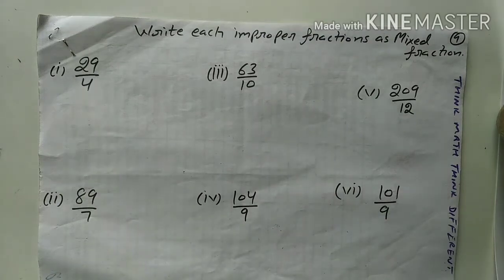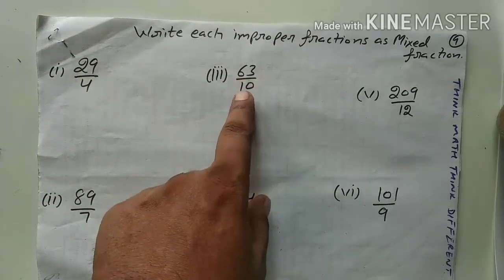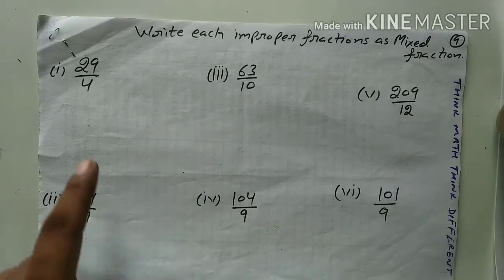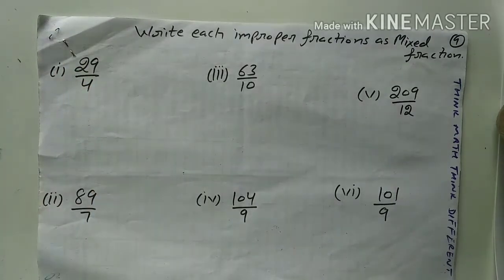Now in this video we will write improper fractions as mixed fractions. This is a very simple question. Firstly we will see all the questions here: 29 by 4, 63 by 10 and many others. In each part, the numerator is greater than its denominator. So all the fractions are improper fractions, and we have to convert these improper fractions to mixed fractions. So how will I let you know.